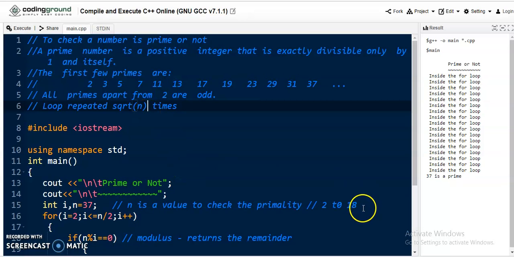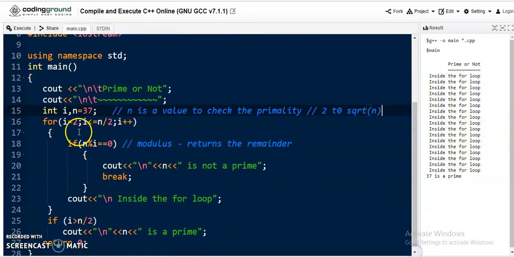So how long are we going to find the value? Up to square root of n. So instead of going with n by 2, for 37, this loop is going to repeat this amount of time. So sqrt is a function, it returns the square root of any number. That's why I am replacing n by 2 with square root of n.